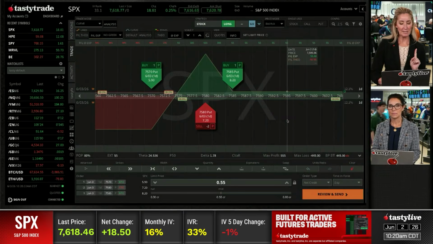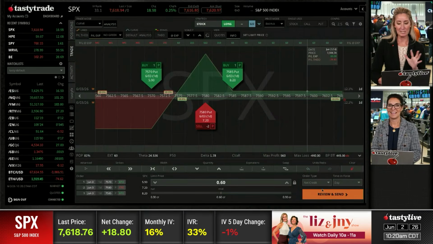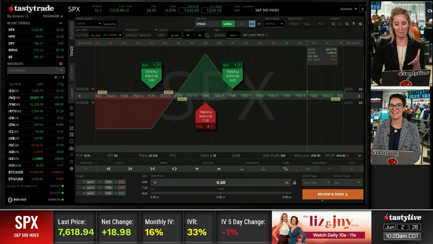Okay, so I'm going to press the button on this. You can see here's the visual representation. We've got about 55 cents on it. We're risking $445 on it.